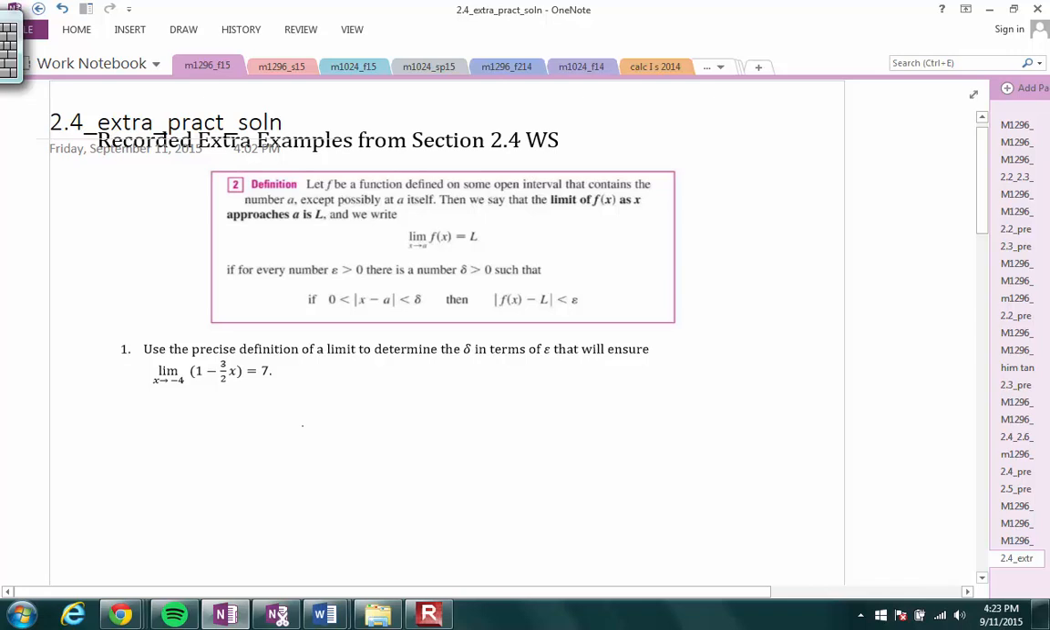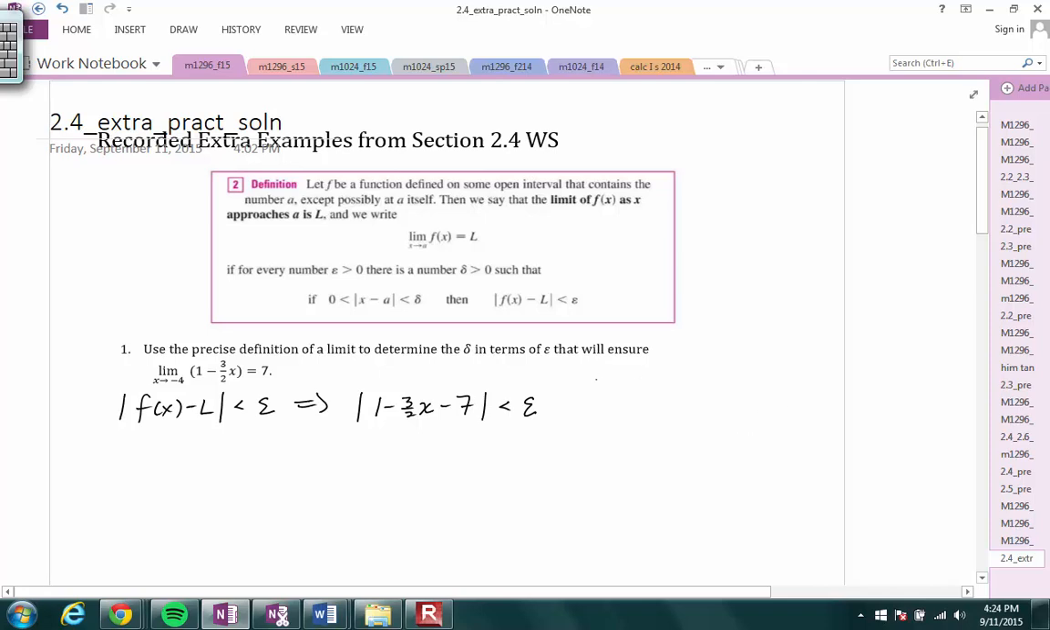Alright, so what I suggest you do is start with the very last part of the definition and write down the absolute value of f of x minus L. The absolute value of that is less than epsilon. And then plug in the things that are specific to this problem. So our f of x is 1 minus 3/2 x. Our L is 7, so this is going to be minus 7. And we have that less than epsilon.